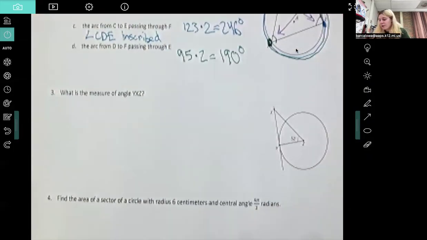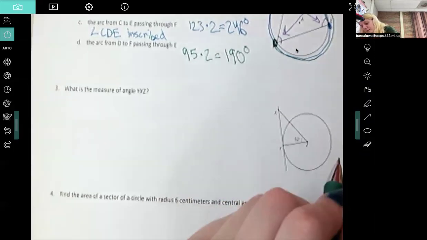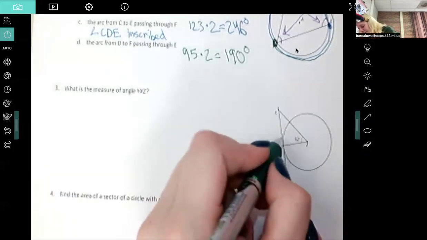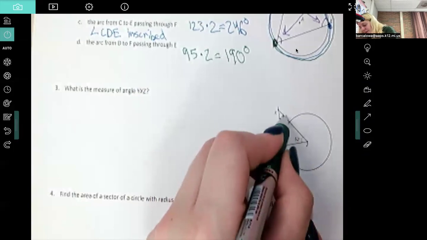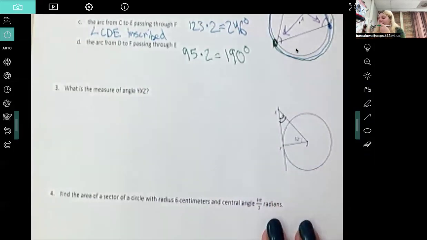What is the measure of angle YXZ? So they're asking me about that one right there. Okay, YXZ.